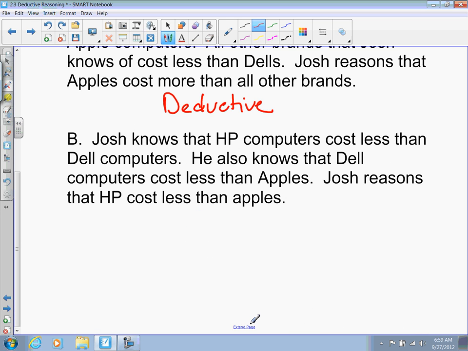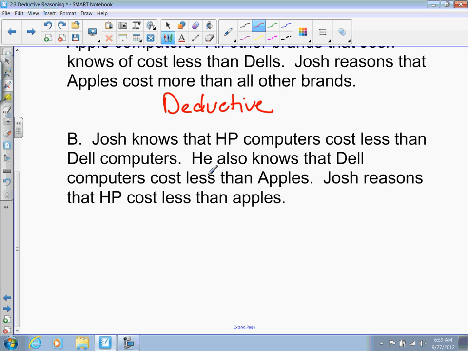Now here, Josh knows that HP computers cost less than Dell computers. He also knows that Dell computers cost less than Apple's. Josh reasons that HP costs less than Apple's. Alright, so now I start to look at this and I say, did I get that first one right? They both kind of seem like deductive reasoning.